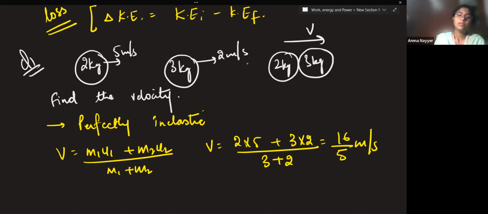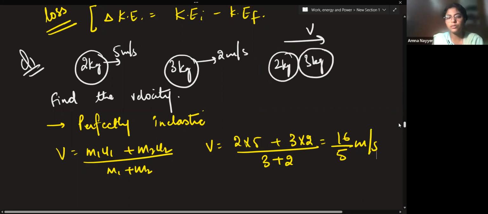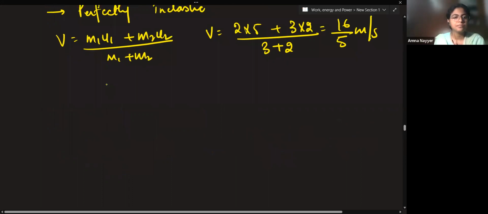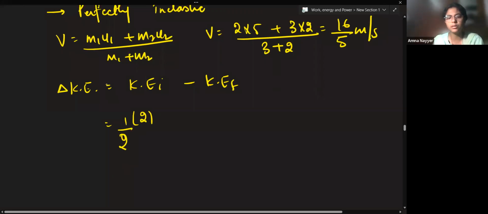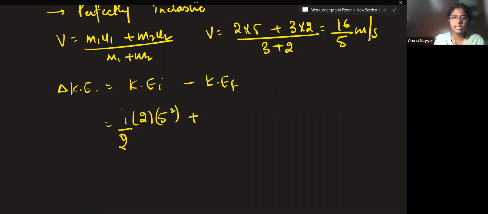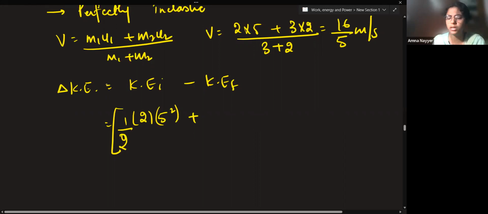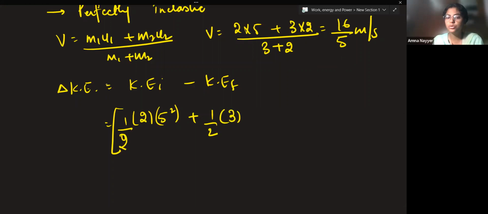What I wanted to tell you was the loss in kinetic energy. If you calculate the loss of kinetic energy, that will be initial kinetic energy minus final kinetic energy. So initial kinetic energy is half m1 u1 square, that is half into 2 into 5 square, plus half m2 u2 square. Basically this is half m1 u1 square plus half m2 u2 square. This is the total initial kinetic energy.